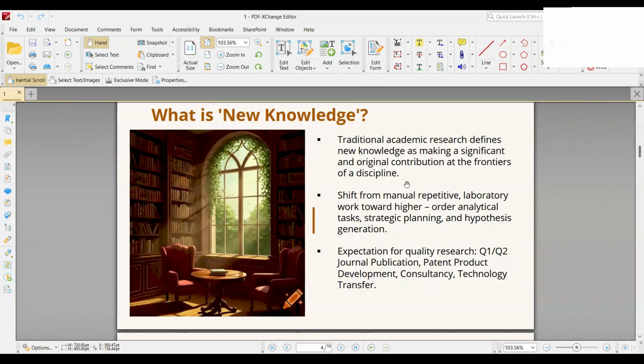In the past, new knowledge was often the result of sheer physical resistance. We needed to stay in the lab for years, months, weeks of lab work. Today, with artificial intelligence, the definition of new knowledge is enabling cross-disciplinary synthesis.